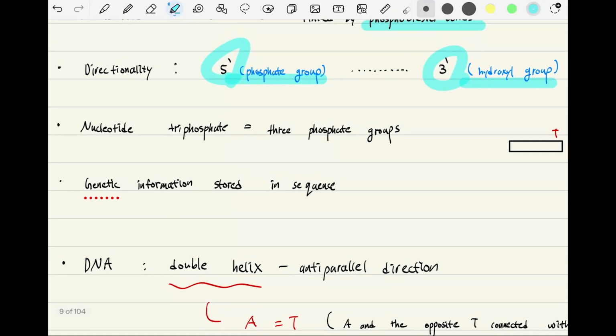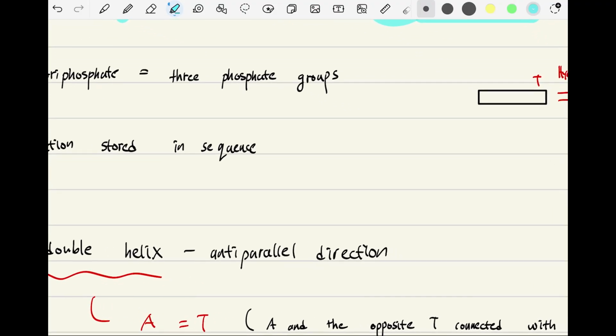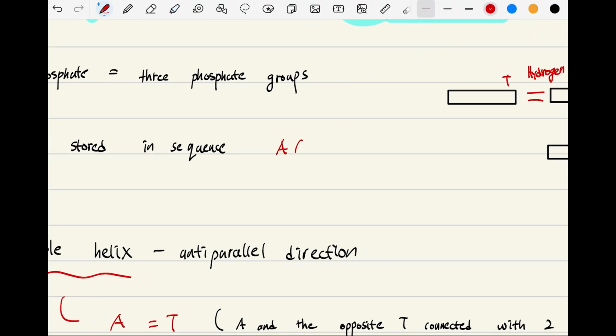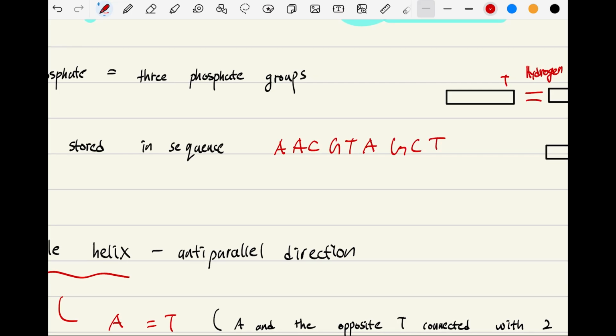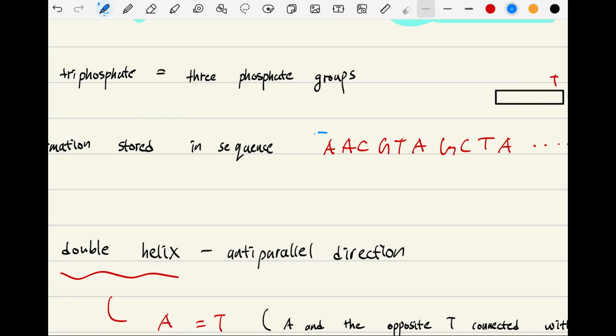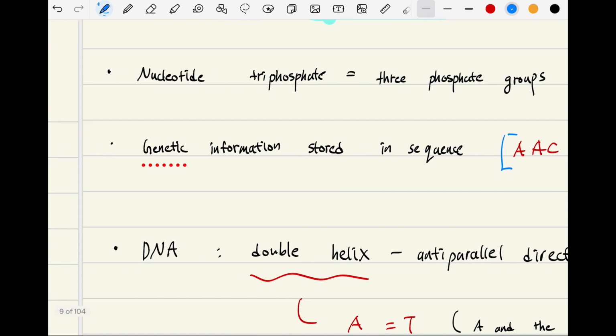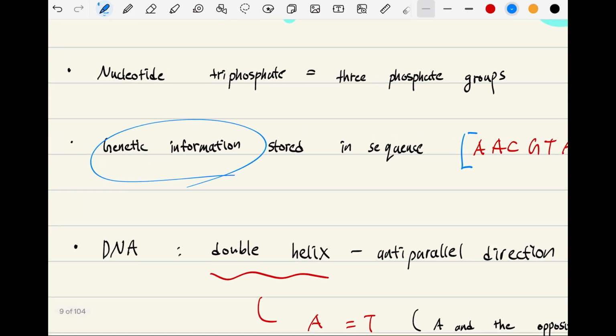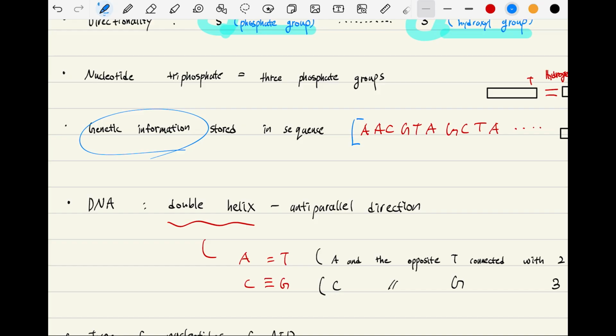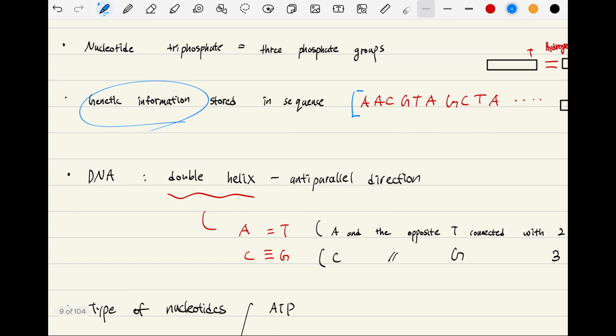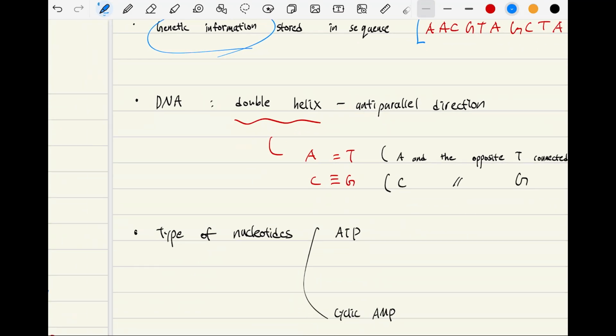And these A, G, C, and T form a sequence, something like A, C, G, T, A, G, C, T, A, and so on. This sequence is really important because it contains the genetic information that we need for our lives. These are the ones that determine how we look, how our muscles grow, how tall we are, how healthy we are, and other genetic diseases and everything. So this is really important.